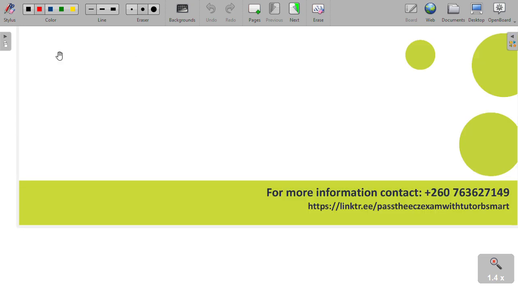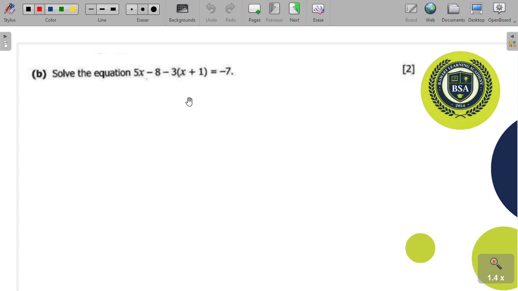Okay, so let's start. The first step that we're going to do in solving this question is to expand. We're going to multiply this part. Let me just write the full question. 5x minus 8 minus 3 open brackets x plus 1 close brackets is equal to negative 7. So we are going to expand.